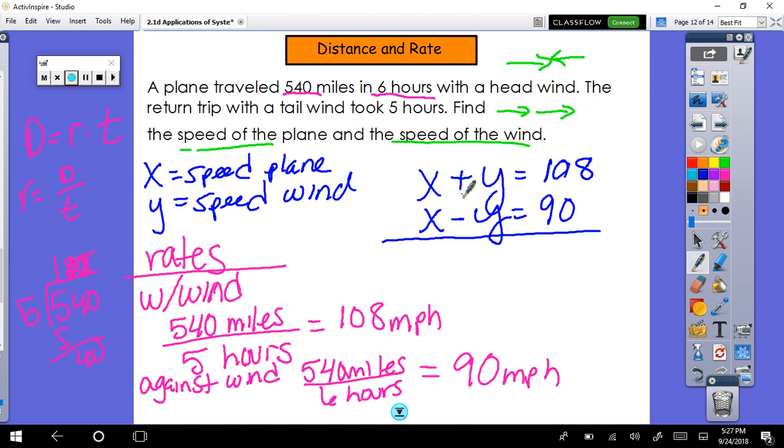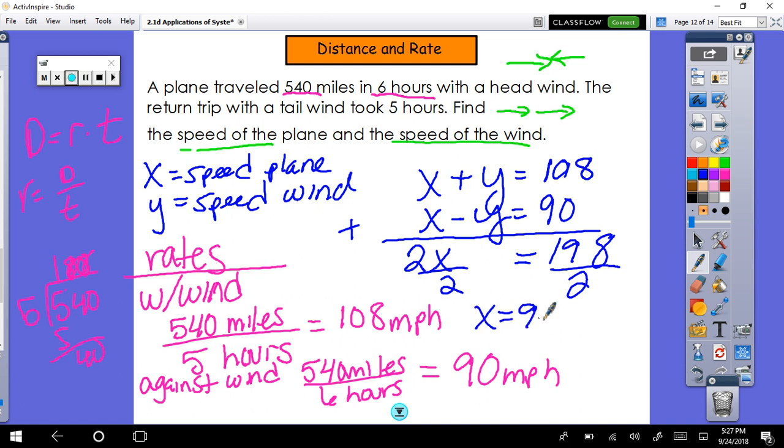Now it's set up nicely for elimination because my y's are already opposite. So I can go ahead and add those together. X plus x is 2x. My y's are eliminated. 108 plus 90 is 198. Divide that by 2, and you get x equals 99 miles per hour. So that was how fast the speed of the plane was going, 99 miles per hour.